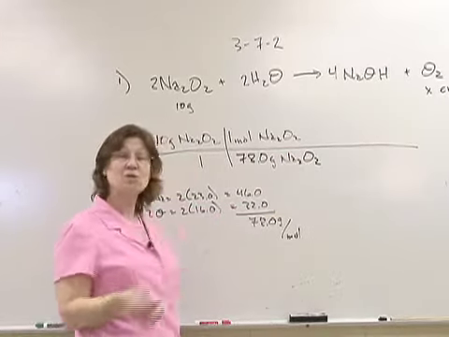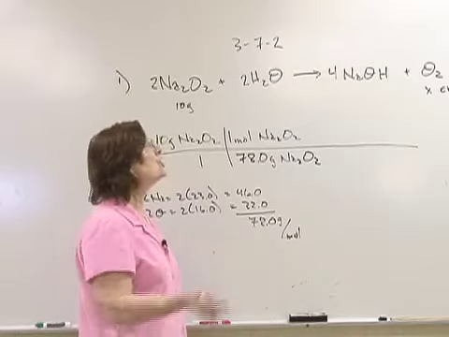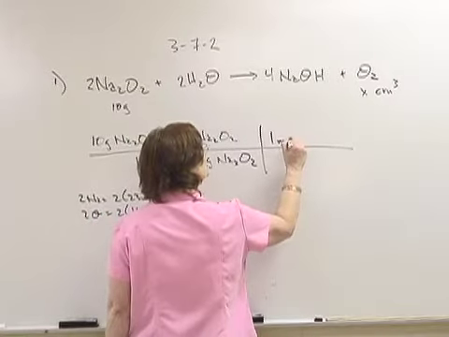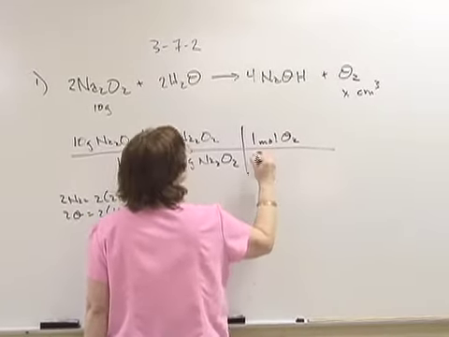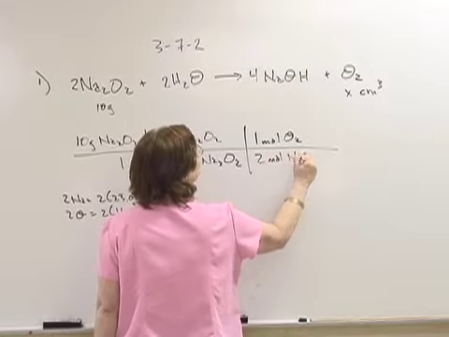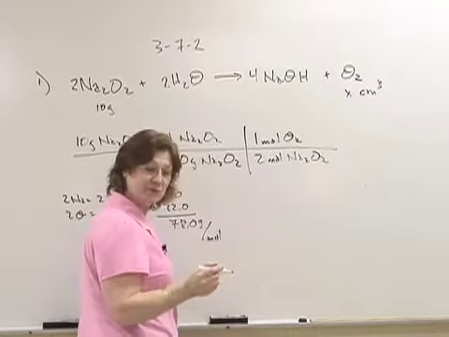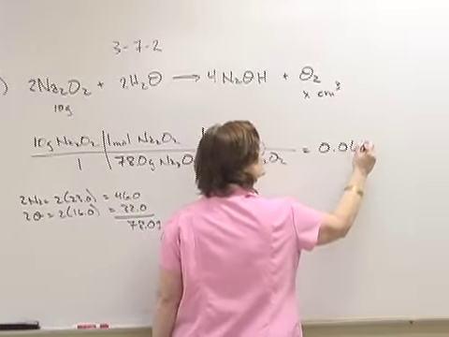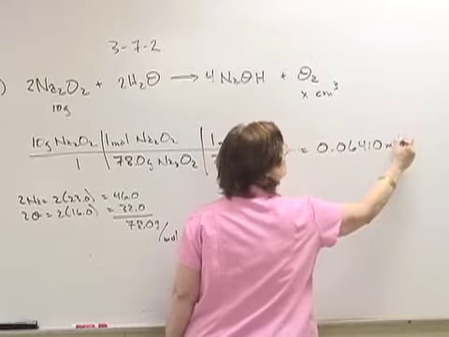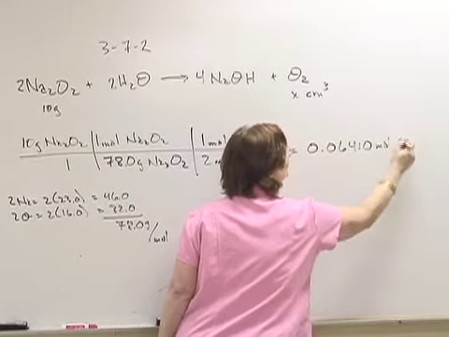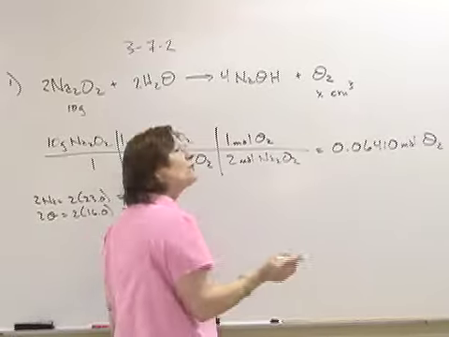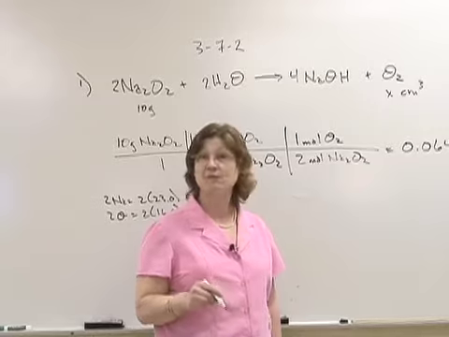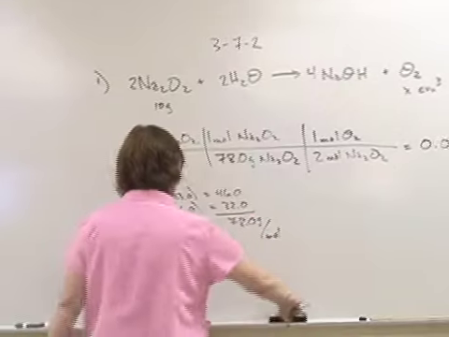Once I get to moles of sodium peroxide, I can change using my mole ratio from the balanced equation. And there is 1 mole of oxygen for every 2 moles of sodium peroxide. And when I do the math here, I'm going to get 0.6410 moles of my oxygen. Once I have that, then I will put this into the ideal gas law, solving for volume at these non-standard conditions.